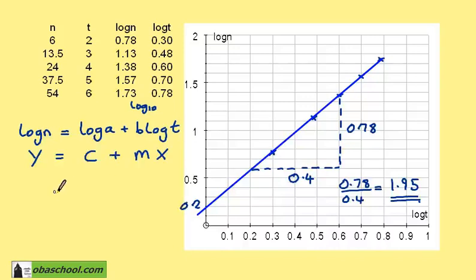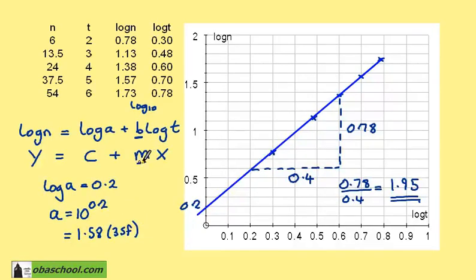We know the intercept was 0.2 and the intercept is log A. So log A is 0.2. A then is going to be 10 to the power of 0.2, since we took our log to base 10. And this gives us 1.58, correct to 3 significant figures. We also know that B is the same as m, and we've worked out that the gradient was 1.95.